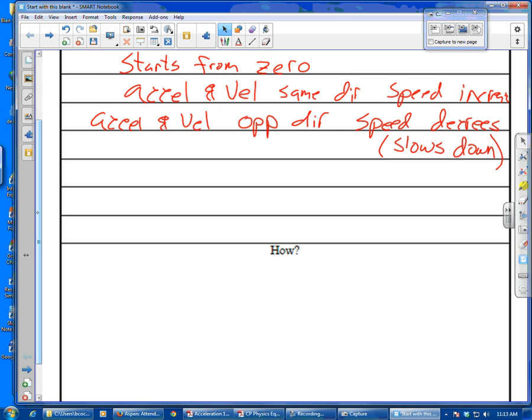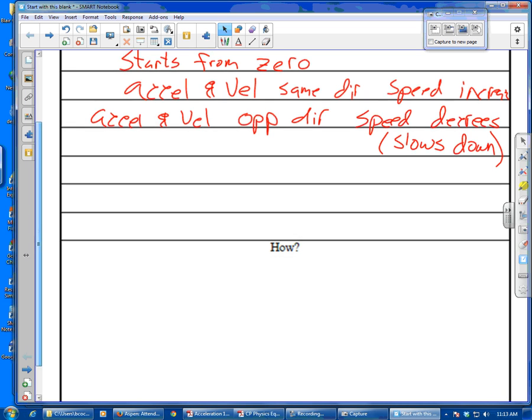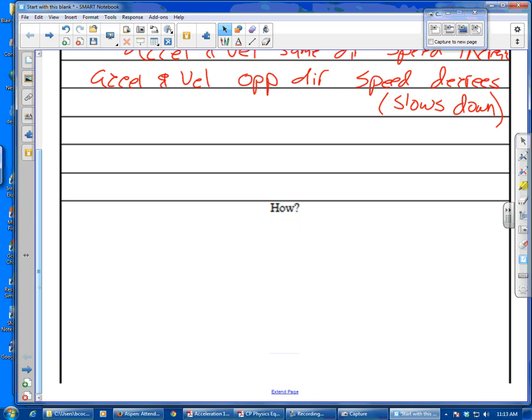Right? So I think those are the crucial understandings to have in your Y. That she starts from 0. When the acceleration and velocity are in the same direction, the speed is going to increase. If they're in opposite directions, her speed is going to decrease. Remember, acceleration describes the rate the velocity changes at.